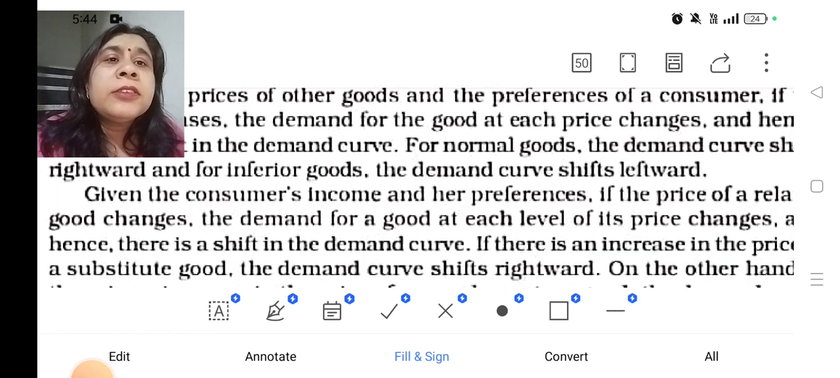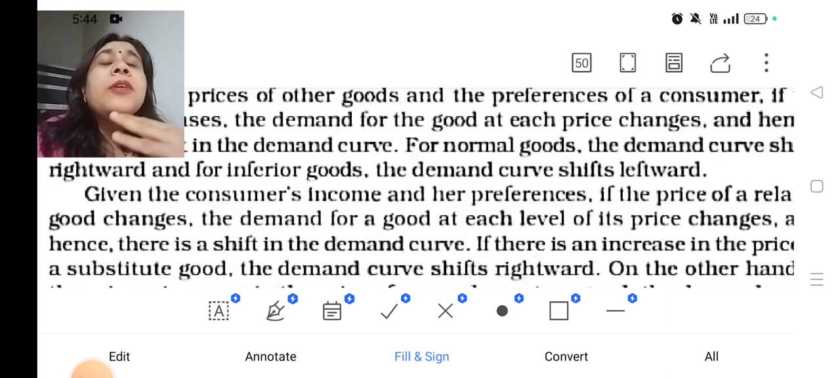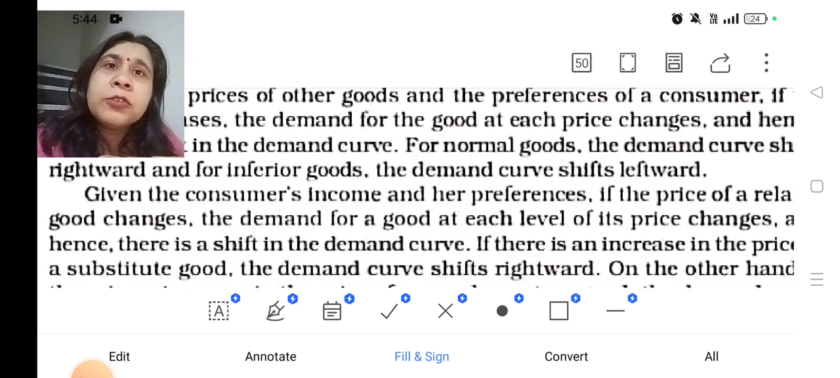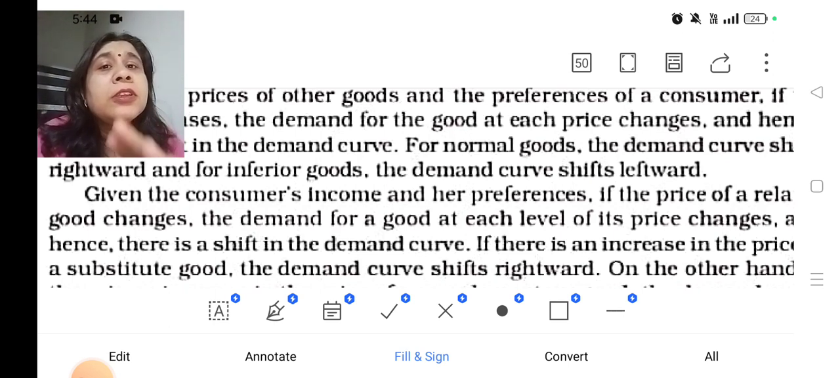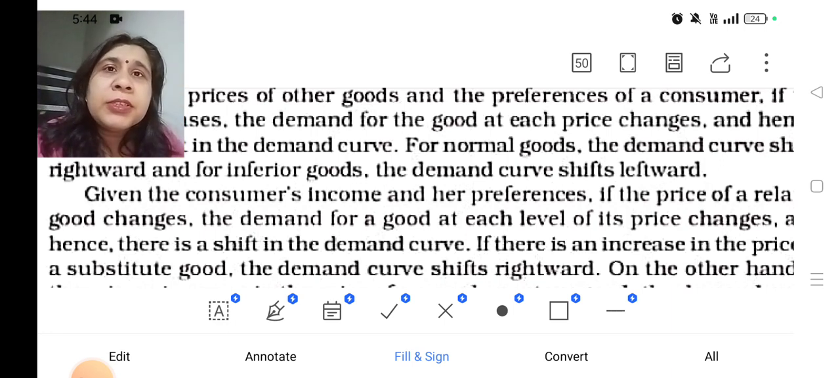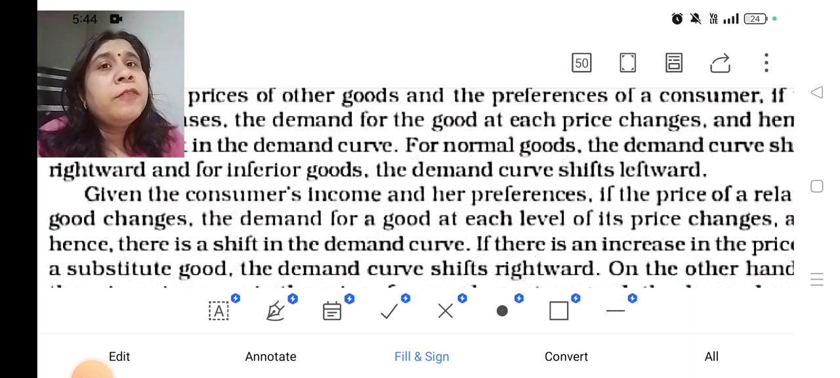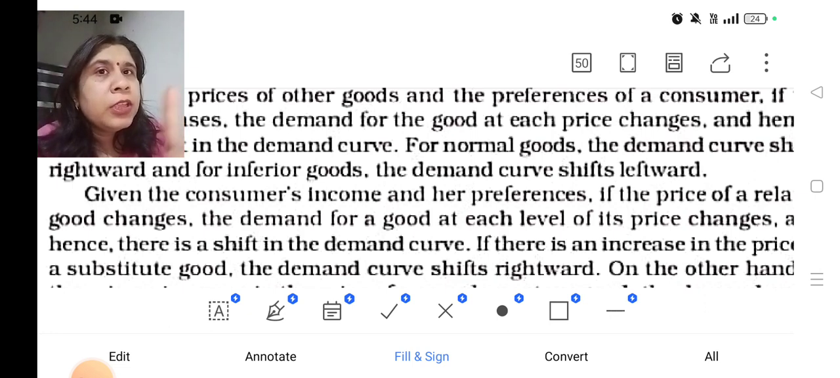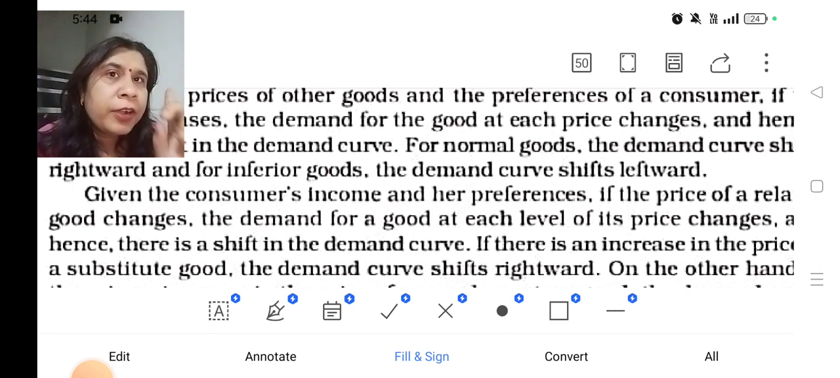Let us see some other factors. Given the consumer income and her preferences, now we will assume that income is also constant, preference and habit of a consumer are also constant, price is also constant. If the price of a related good changes, that is, maybe a substitute good or a complementary good, again there will be a change in the demand of the consumer at the same level of prices, and the shift in the demand curve will take place. That is, we are assuming the other factors constant but one factor active.